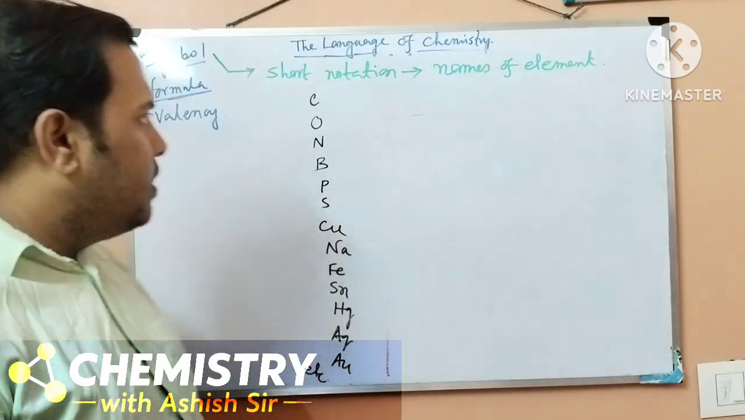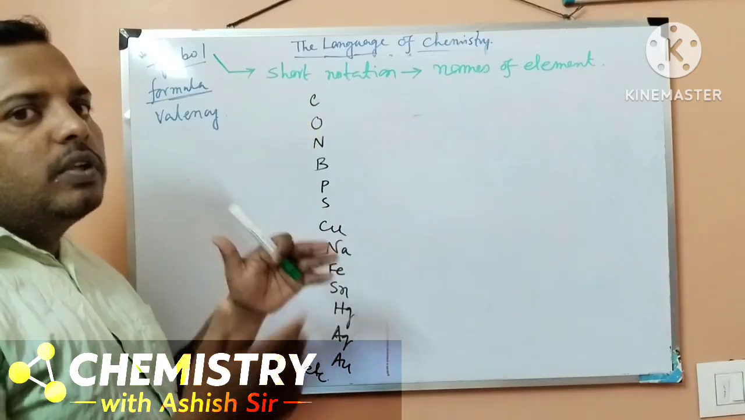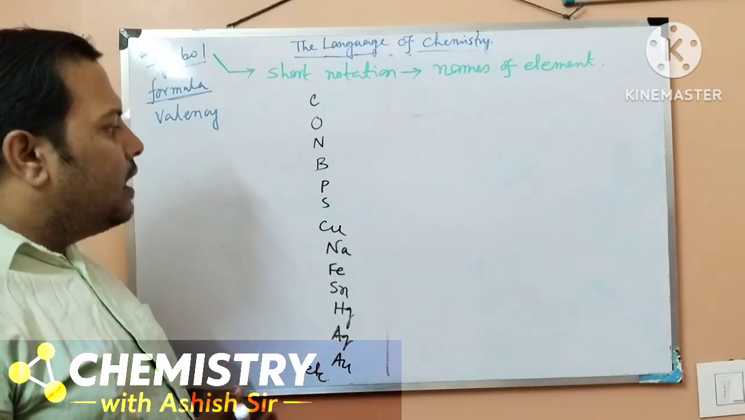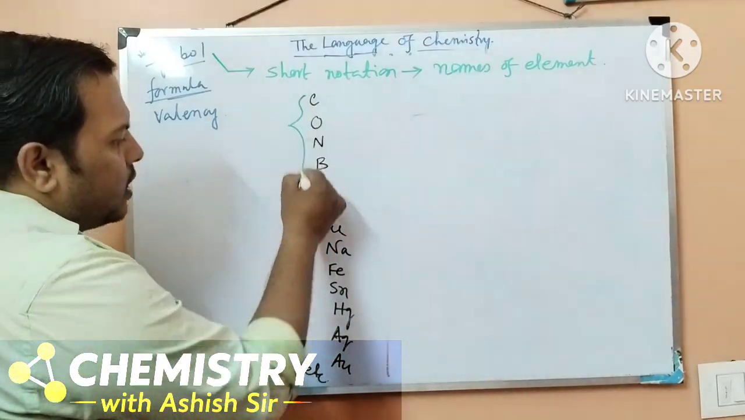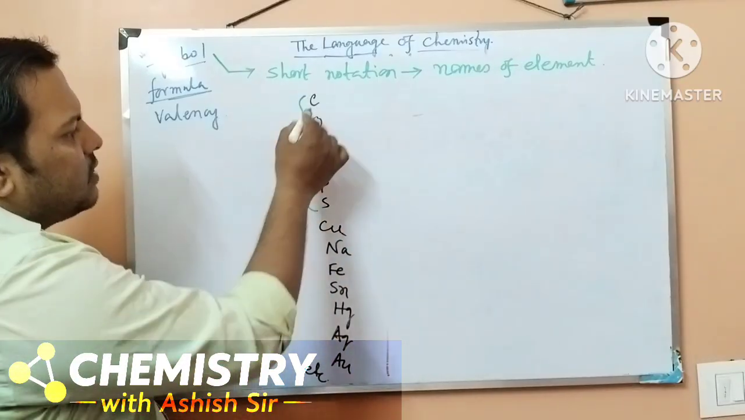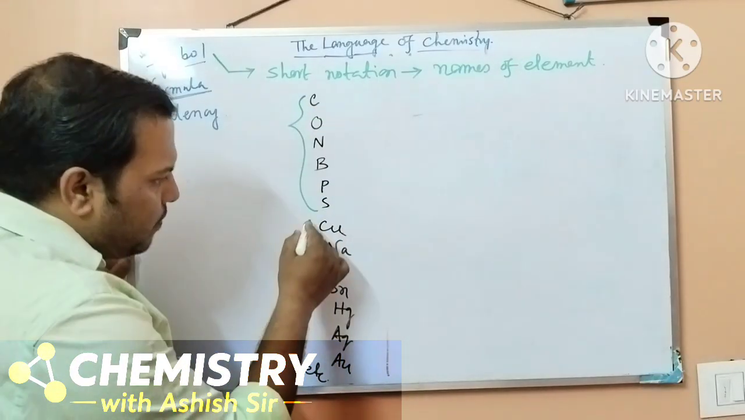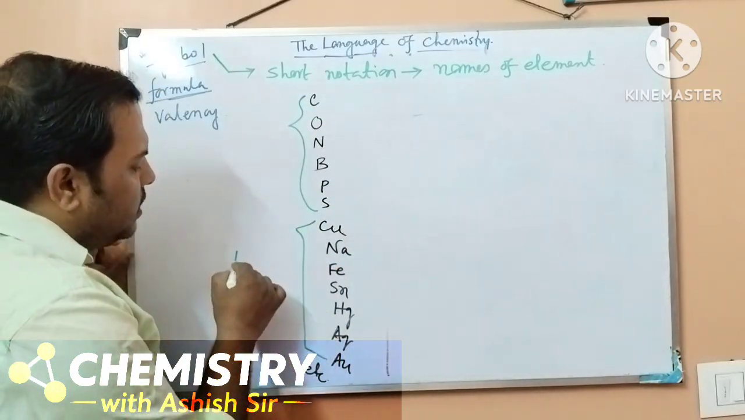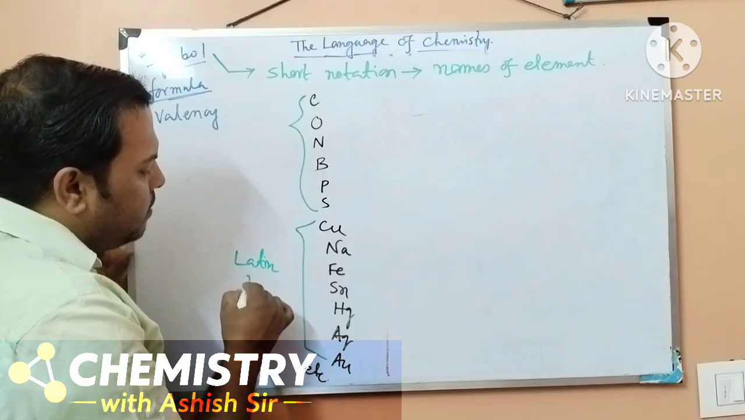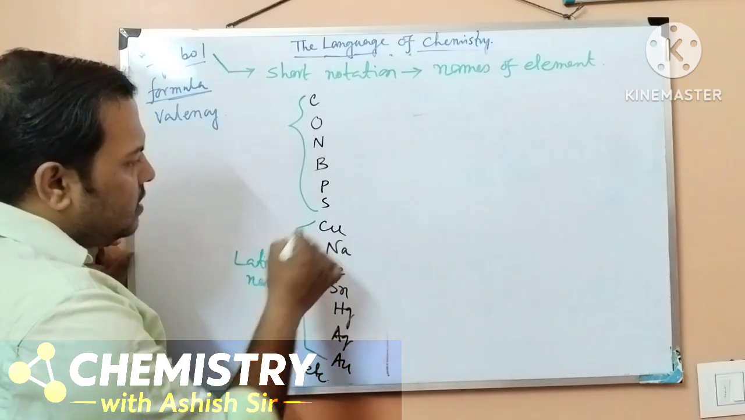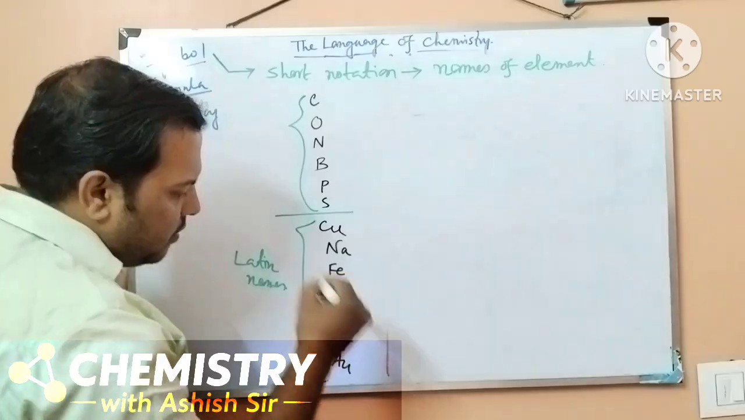Now the symbols are coming either from the shorthand notation of their original name in English or from their Latin name. These what are given over there in the first slot, that is the abbreviation of their English name. And from there to there we will be dealing with the Latin names. So Latin names will get preference to say the symbol of these elements.